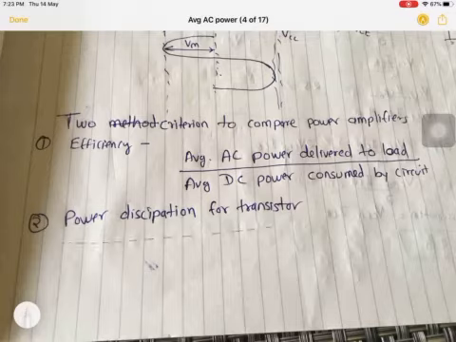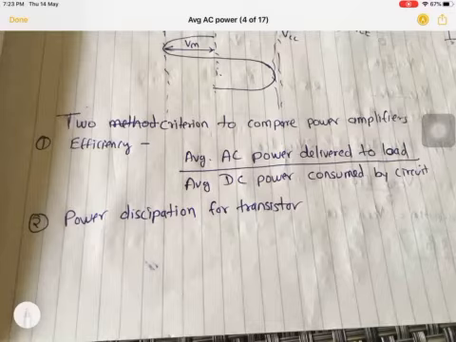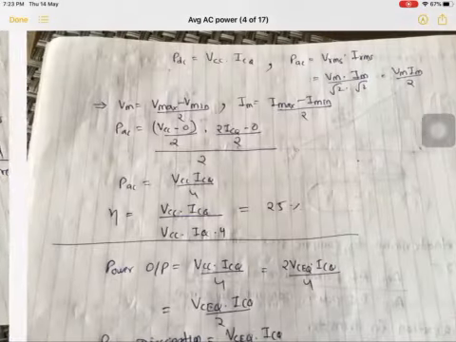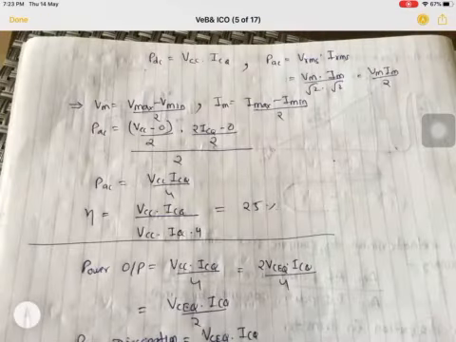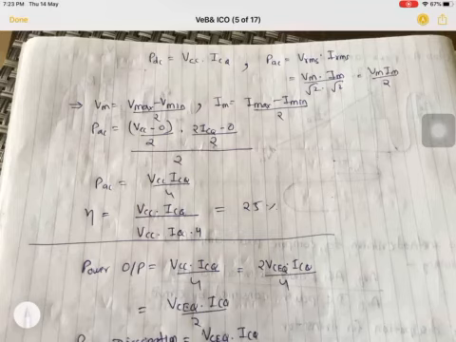And the second factor is power dissipation for a transistor. Power dissipation for a transistor means how much heat dissipation capacity, or power dissipation capacity, of the transistor is required to form a circuit. We will discuss in detail what these two parameters are when we calculate these two terms. Now, first we will calculate for class A.